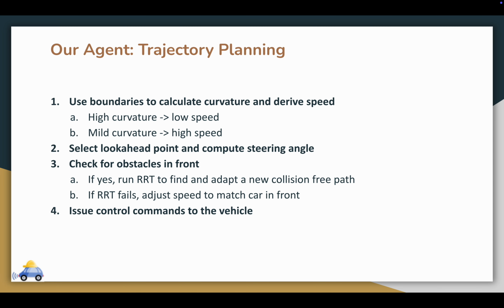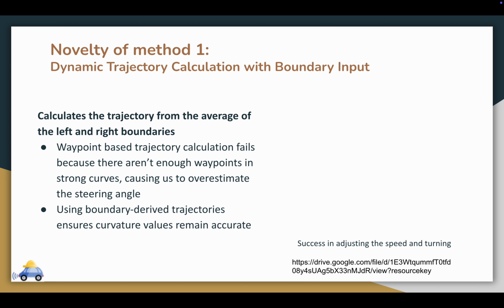So for trajectory planning, we use boundaries to calculate the curvature and derive speed, and we select a look-ahead point to compute the steering angle and check for obstacles in front. If there are obstacles, we will run RRT or A star, depending on which method you want, and find and adapt a new collision-free path and adjust our steering angle. And if it fails, we will use our proximity-based trailing strategy, which, in addition to adjusting the speed to match the car in front, does other things to make sure that we're not colliding, and we'll try to squeeze by if it's possible. And then we issue control commands to the vehicle.